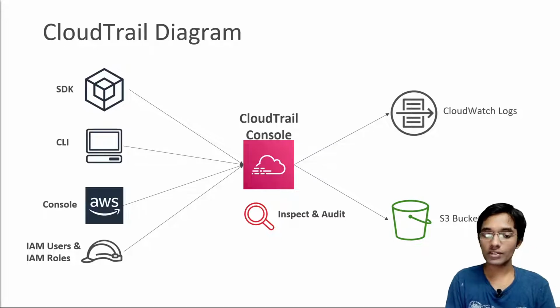So to summarize, CloudTrail is in the middle, and the actions of the SDK and the CLI, the console, or even IAM users and IAM roles or other services will be in the CloudTrail console. So we can look into it and inspect it, audit it, see what happened. And if you want to have all the events for more than 90 days, then we can send them into CloudWatch Logs, or we can send them into an S3 bucket.